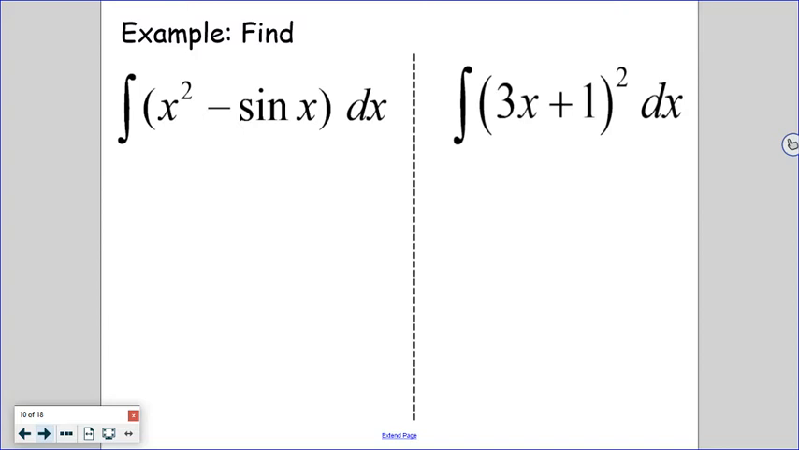The first one, pretty straightforward, pretty easy. You just have to be careful when you're thinking about those trig derivatives. The second one's a little bit more challenging, and we're going to talk about two different ways we could attack that particular one. Kind of easing our way into it, that very first one, the integral of x squared minus sine x dx.